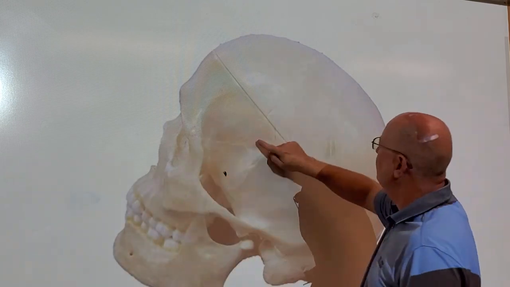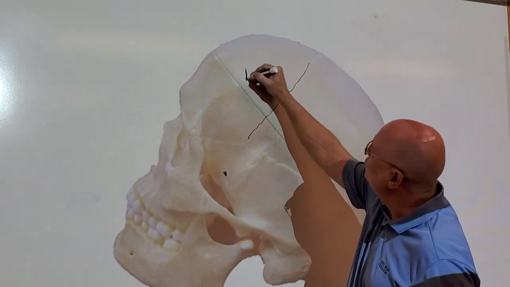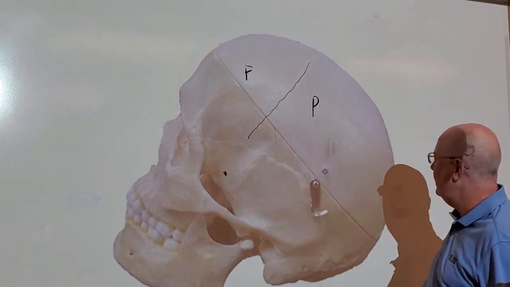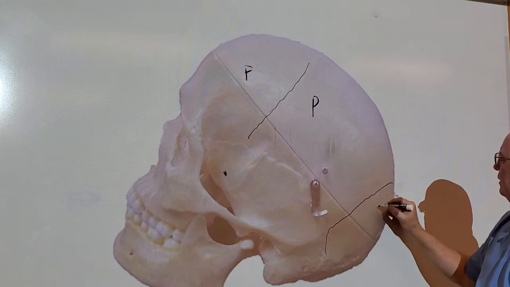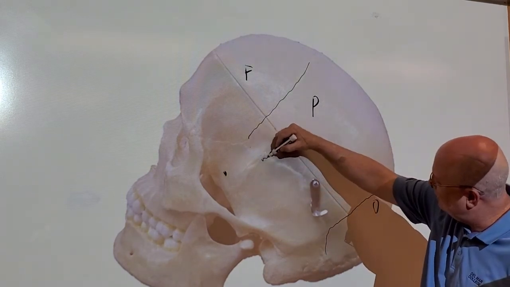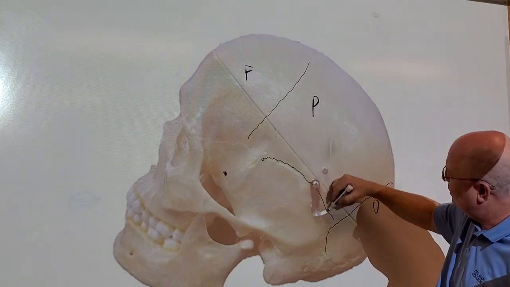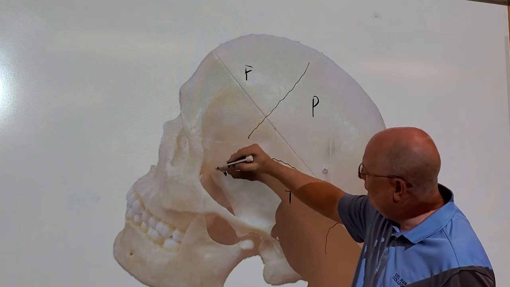But you can see this little suture line here. I hope it appears in the video, but this would be frontal, this would be parietal. Near the back of the skull, there's a suture line that comes down here. This would be occipital. And there's a suture line that runs right about here, this little jagged edge, which would be the temporal bone.